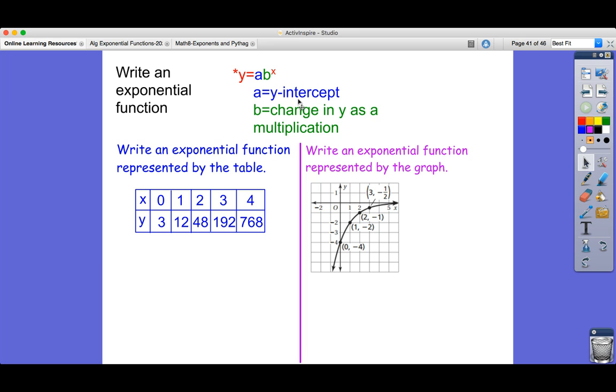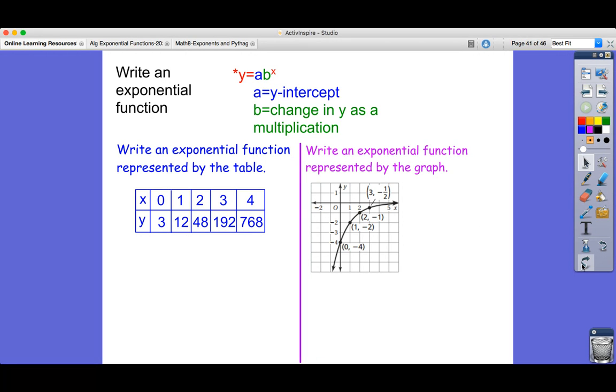where a is your y-intercept. I know it's weird because that's not the way it was in a linear function, but it's the way it is for exponential. So the first letter, a, is your y-intercept. b is going to be your change in y as a multiplication. It's easy to forget about the fact that it needs to be a multiplication. We'll do an example where you'll see what I mean by that, but make sure it's your change in y as a multiplication.